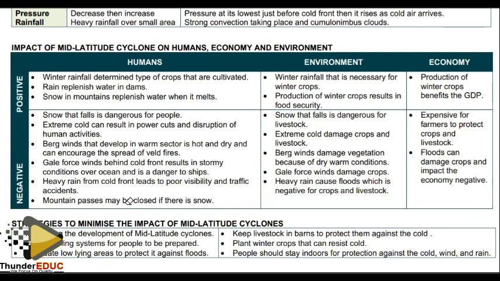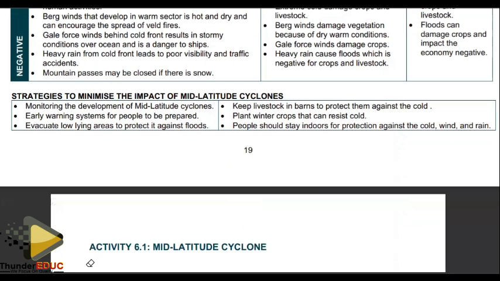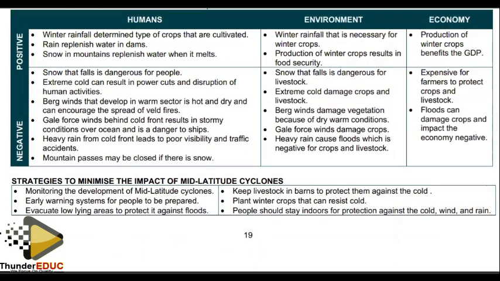And you should note that they move from the west going to the east. That is why they tend to affect the Western Cape, because they will be coming from the extreme west over the Atlantic Ocean, moving over to the interior. Then you note their implications. How do they affect human activities? How do they affect the environment? How do they affect the economy? And also, you should note the strategies that we can put in place to minimize the negative impact of such weather systems. That is what you must be prepared for.